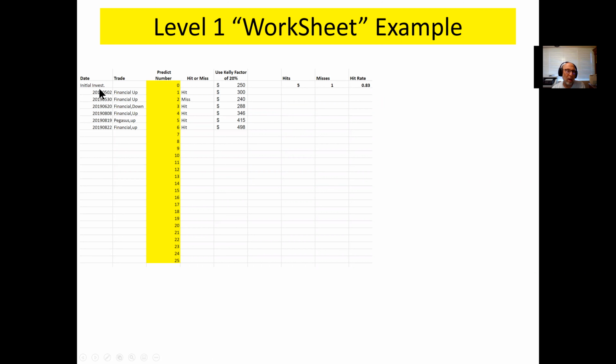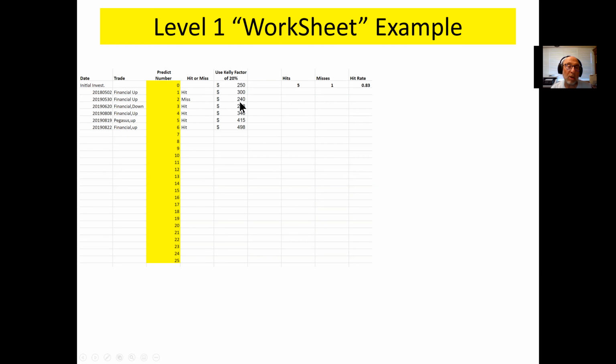At level 1, what we actually do is give you a $250 kind of cyber investment. And we go and we keep track, and your investment goes up or down by 20%. That's what the Kelly factor means, based on your bankroll. Think of this as your starting bankroll. Whenever you get a hit, it goes up by 20%. So we went up to 300.